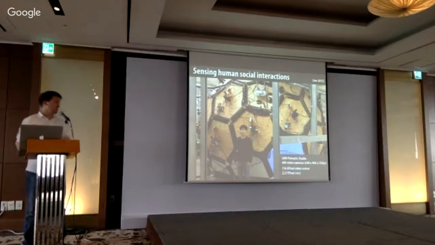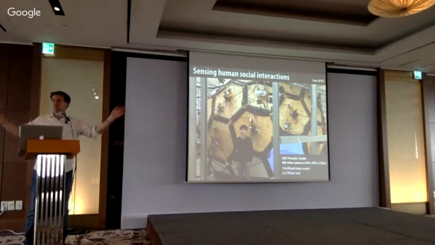And so this dome is 480 VGA cameras at 25 frames per second. If you add it all up, that's a 100 gigapixel sensor at 25 frames per second, or about 3 terapixels per second. Compared to LSST and those other things, which produce maybe a couple gigapixels every 15 seconds, this is a terapixel per second.